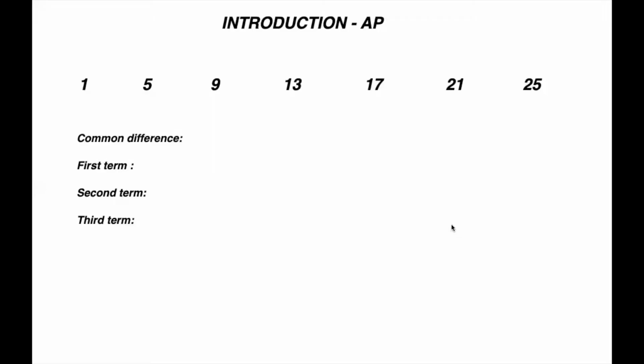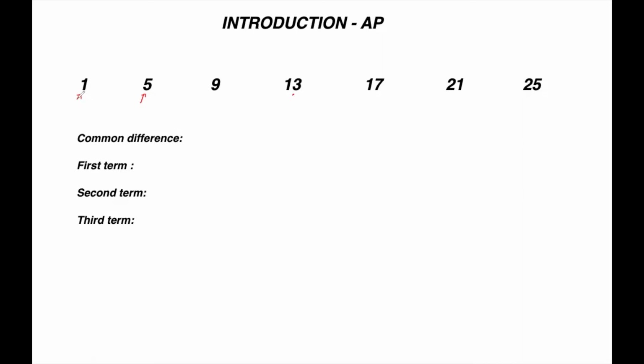Now to understand what AP is, let's consider this series. So the series is 1, 5, 9, 13, 17, 21, 25. What are these numbers? These numbers are the terms of the series. 1 is the first term, 5 is the second term, 9 is the third term, 13 is the fourth term, and so on, right?